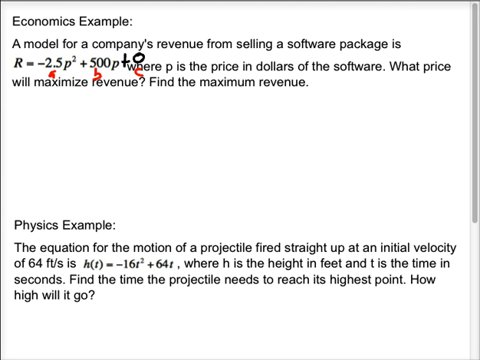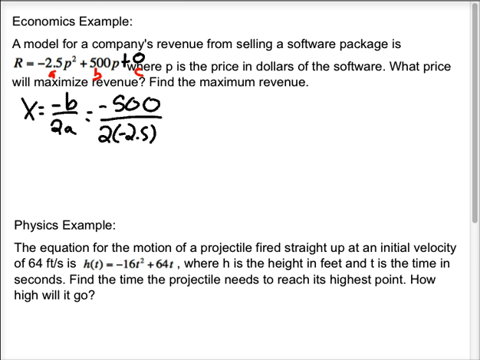So, what price will maximize the revenue? Well, that's going to be that negative B over 2A. So negative 500 divided by 2 times negative 2.5. So negative 500 divided by negative 5. So it's saying $100 is going to maximize their revenue. If they set the price to be $100, that's when they're going to make the most money, according to supply and demand. How much money are they going to make?